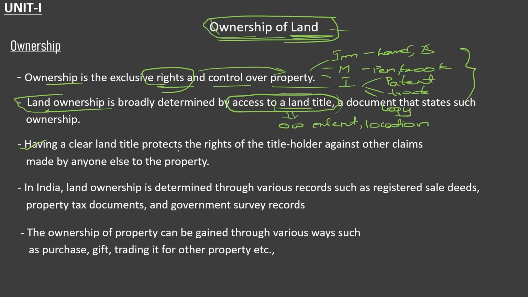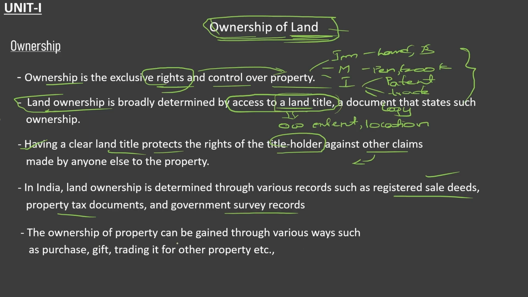Having a clear land title protects the rights of the title holder against other claims made by anyone else on the property. The title deed should be clear so that it could prevent any other person from claiming the land, stating that this land belongs to him. So a clear land title is very essential. In India, land ownership is determined through various records such as registered sale deeds, property tax documents, and government survey records. So these are the ways by which the ownership of a land could be known.